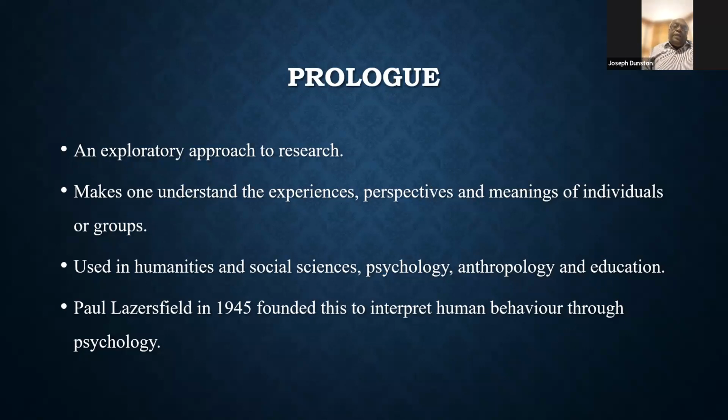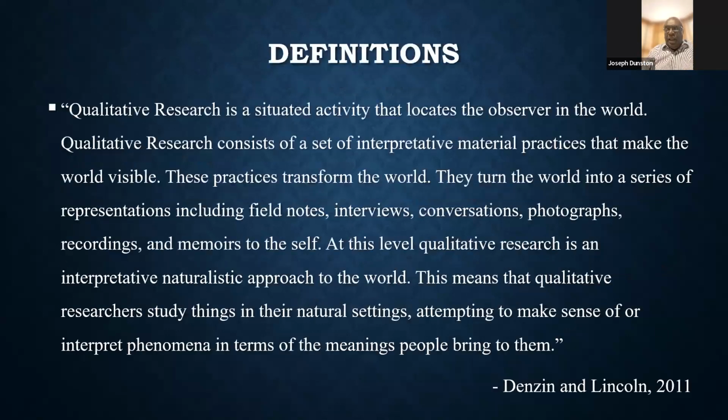So I'll take up the definitions first. The first definition I have taken from Denzin and Lincoln in their book on qualitative research. Qualitative research is situated activity that locates the observer in the world. Observation is an important component of qualitative research. So as I told you, it makes you see the world.